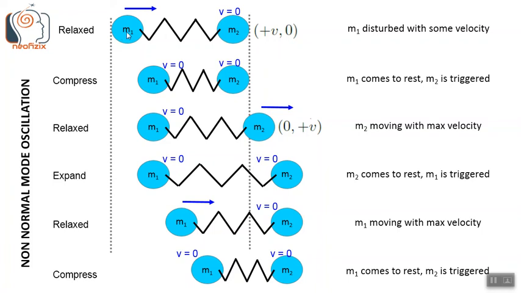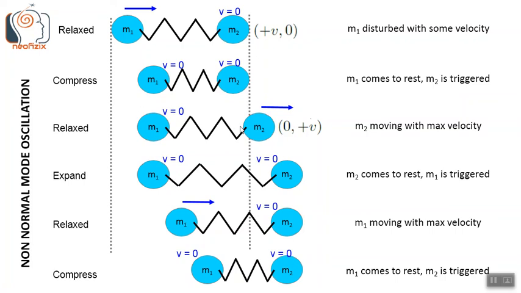In the first step, the first or the left mass is disturbed with some non-zero velocity, and the second mass or the right side mass is undisturbed and it remains at rest. Then the spring starts compressing from the left and the first mass comes to rest. At this point, the second mass is triggered into motion. The right side starts expanding. So the left side comes to rest and the right side is triggered into motion.